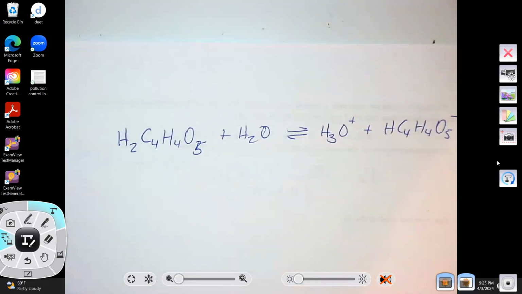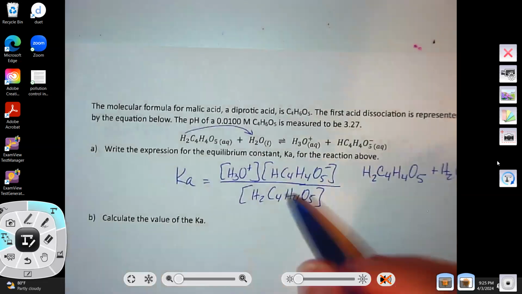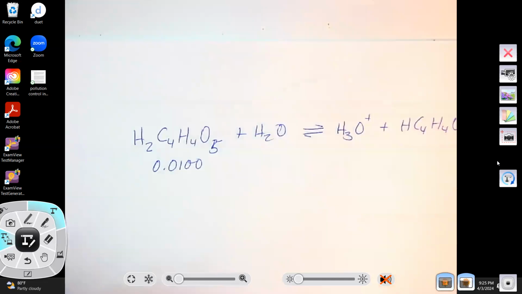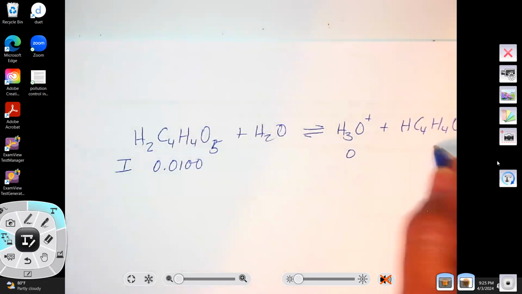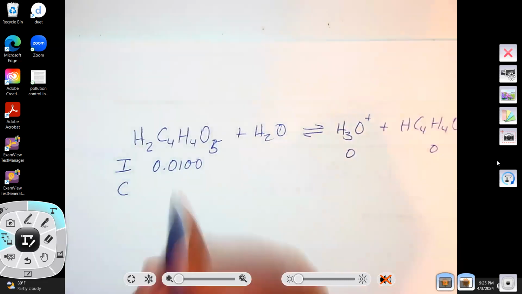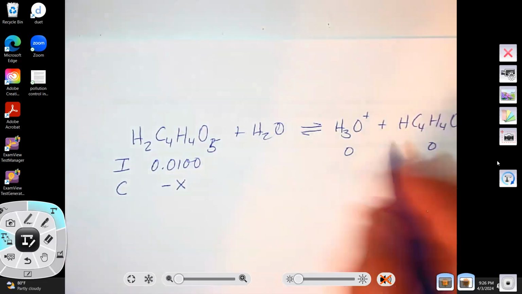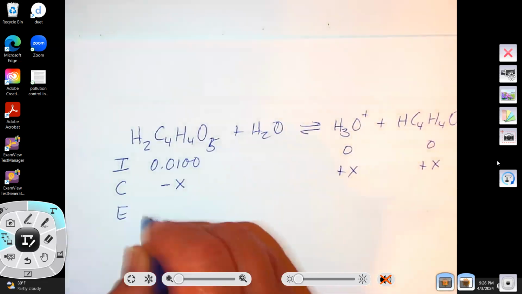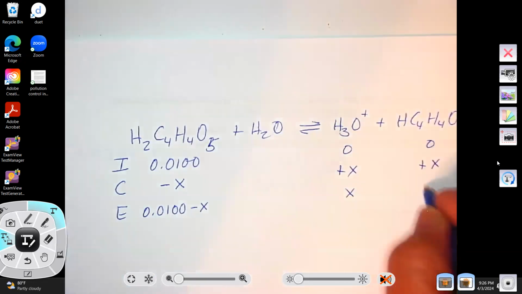The initial concentration of malic acid was 0.01, and initially you have none of the products. Then, of course, the acid is going to dissociate. So you're going to lose some X from here, but you're going to be making X's here. And then at equilibrium, it's going to be 0.01 minus X, and here you have X and X.